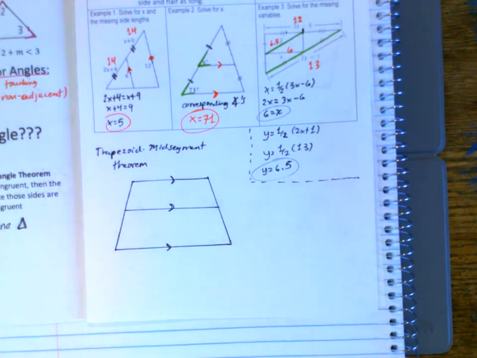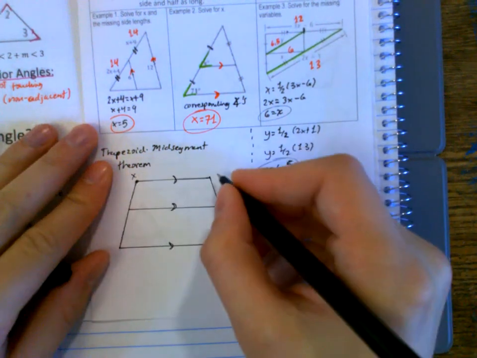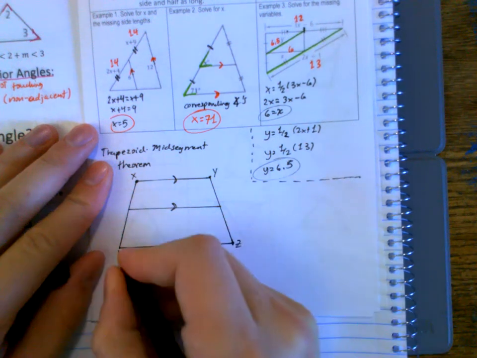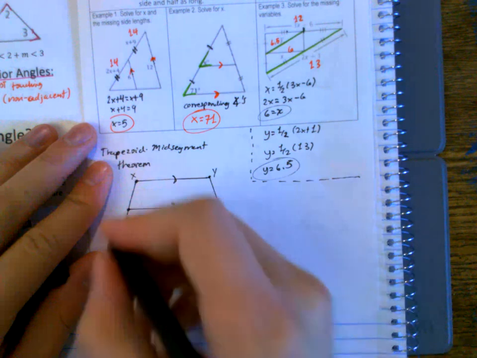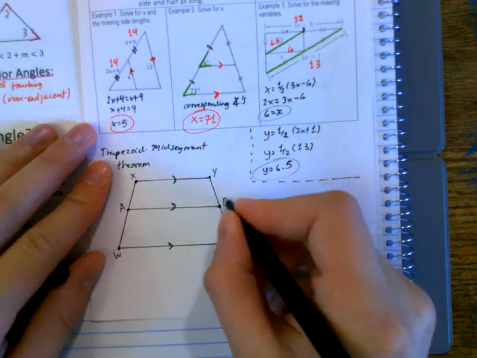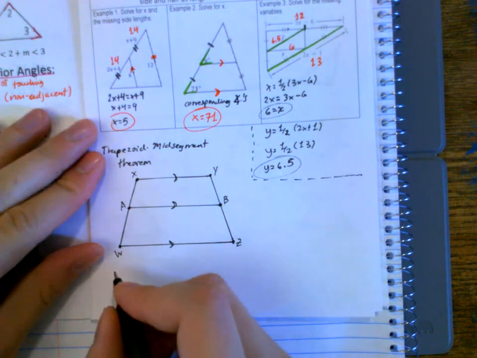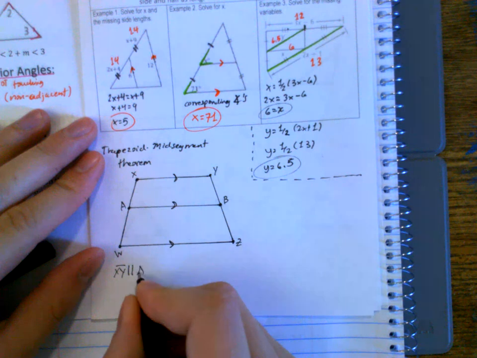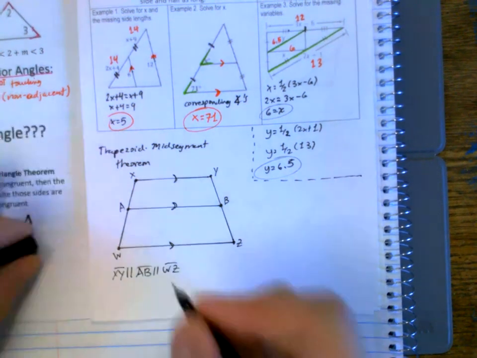Boom, boom, boom. Okay? Let's give these guys some points. We're going to call this X. We're going to call this Y. We're going to call this Z. And we're going to call this W. And it is divided down the middle, I know it's not exactly to scale, by A and B. Okay? So, what we can state down here is that line XY is parallel to line AB, which is parallel to line WZ. That is how a trapezoid works.